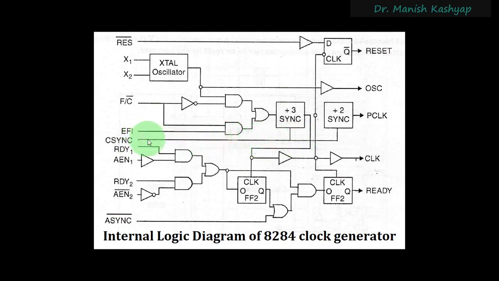However, when you are using it in minimum mode, then this C-sync signal will be grounded. So that is not used for minimum mode. However, when we discuss maximum mode, you will see that the C-sync signal is being used there. So that is essentially for maximum mode of operation.